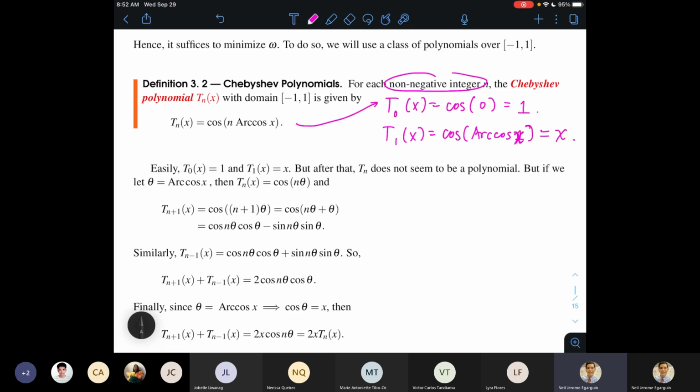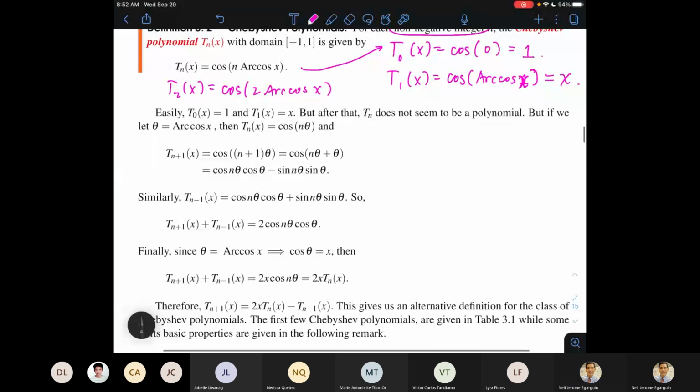Kasi halimbawa sa t2, para makompute yung t sub 2 of x, plug in ka lang ng n equals 2, you get cosine of 2 arccosine of x. Okay? Mukhang hindi na siya polynomial kasi at this current form, trigonometric siya. Pero here's a trick on how to see really that the t sub n's are polynomial in form. So let's compute t sub n plus 1. Actually, what I'm trying to derive here would be a recursive formula for the t sub n's. Okay? So tingnan natin ano yung itsura ni t sub n plus 1.